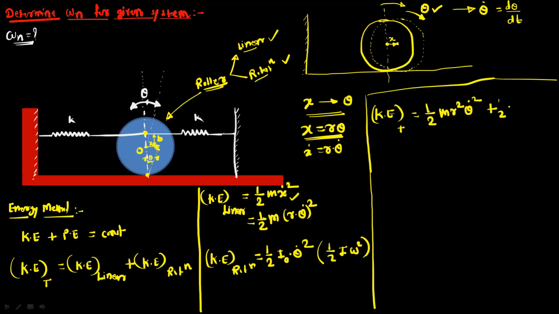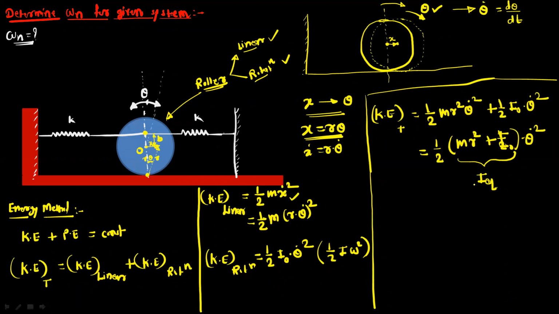plus 1 by 2 I0 theta dot square. Now from this equation, you just take 1 by 2 common. So this is m r square plus I0, times theta dot square. So I have written this complete equation in the standard form of the rotational kinetic energy. This complete value is considered as the equivalent mass moment of inertia for the entire system, so you can write this as I equivalent.